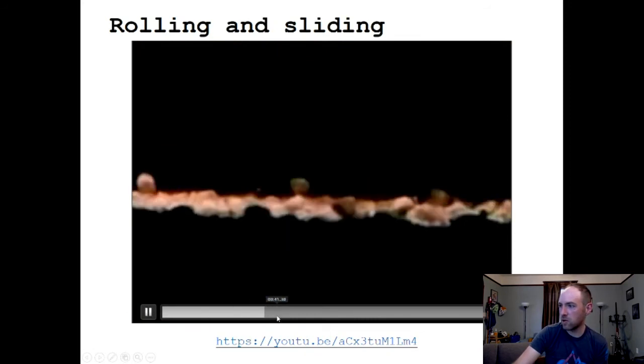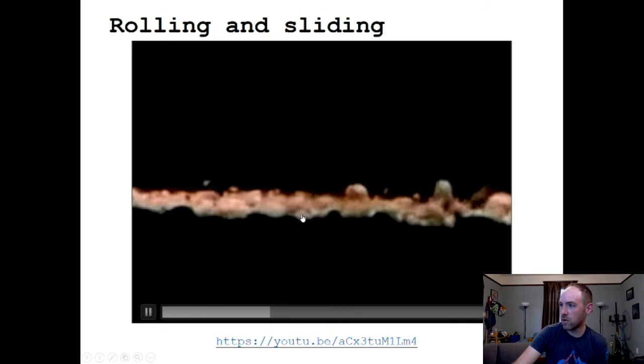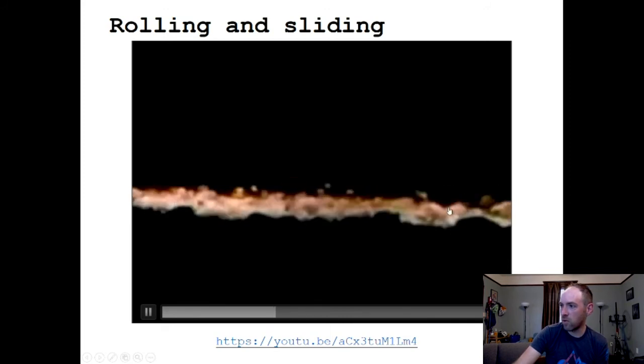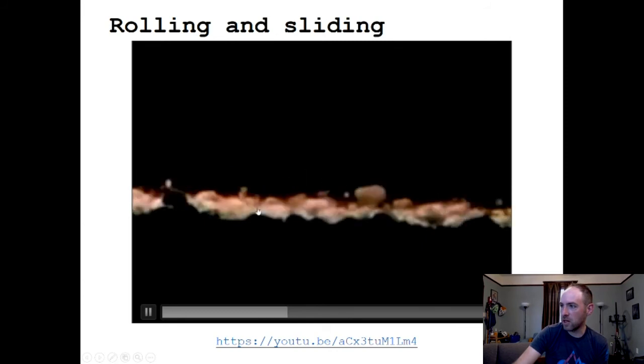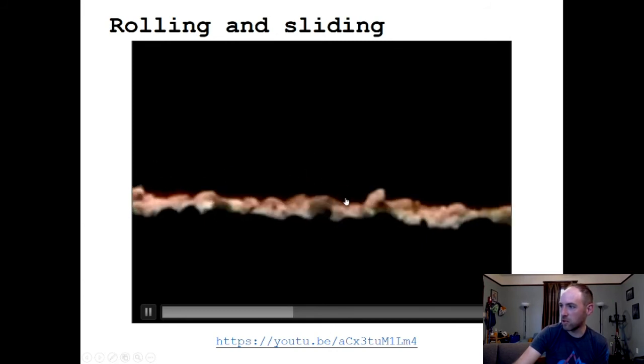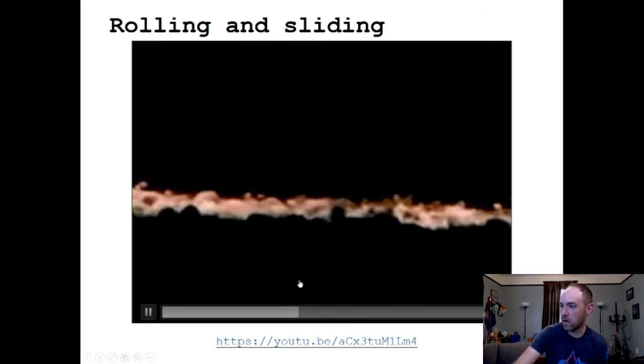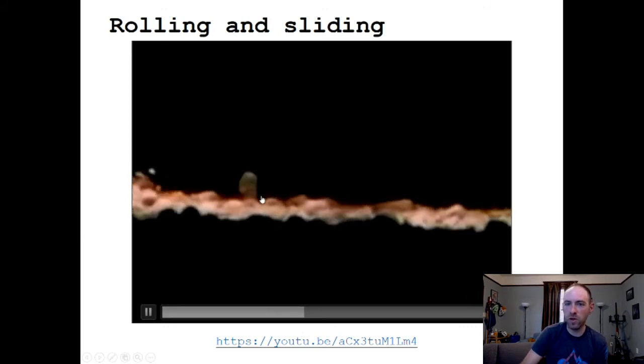Here's what that looks like from a side view, right? Particles are rolling along the bed. Some of the fine particles are being ejected into the bedload layer and saltating, but most of them are just kind of cruising along here, right? So that's rolling and sliding.